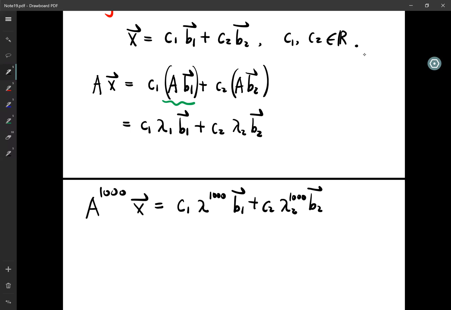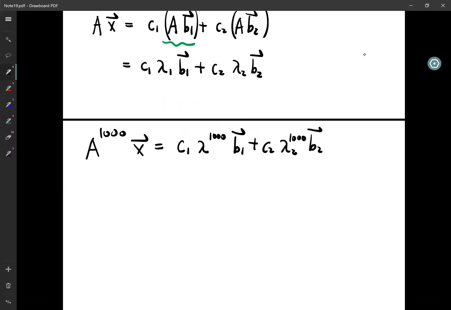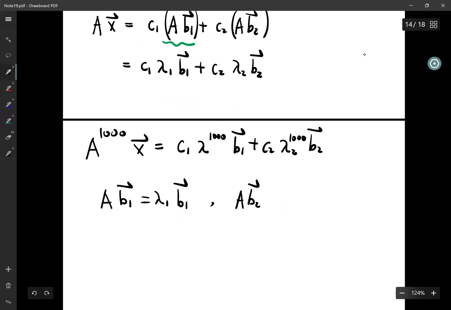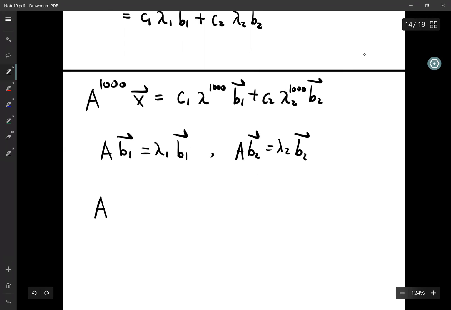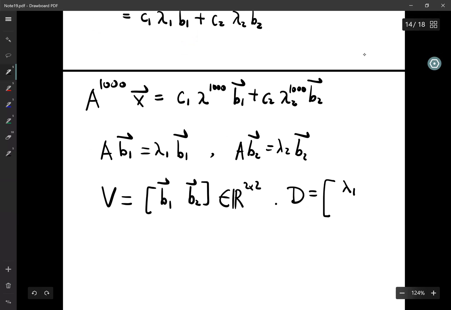Okay, so let me rewrite this two-dimensional decomposition as follows. So we know A B1 equals lambda 1 B1, A B2 equals lambda 2 B2. I can write it in a slightly better way. I form a matrix V to be B1, B2. So this is a 2 by 2 matrix. I concatenate the two vectors. I form a diagonal matrix D, lambda 1, 0, 0, lambda 2. I'm introducing no new information, just reorganizing this a little bit.